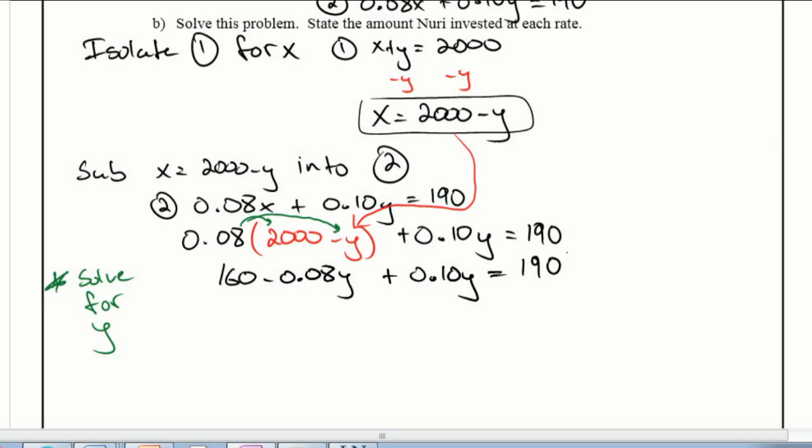Now I'm going to combine like terms. I have negative 0.08y and I have 0.10y. So I'll bring down the 160. Negative 0.08 plus 0.10 is 0.02 times y, and that's equal to 190.